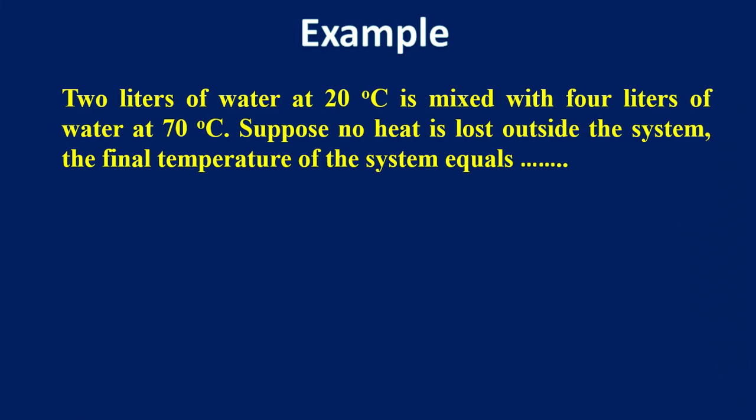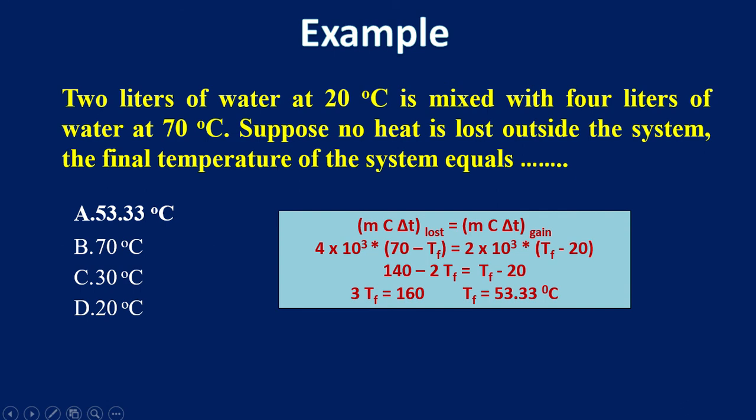Okay, let's take an example. If we have 2 liters of water at 20 degrees Celsius mixed with 4 liters of water at 70 degrees Celsius, and supposing no heat transfer outside the system as it is tightly enclosed, the final temperature of the system would be found by substituting in this relation: mC delta T lost equals mC delta T gained. By substituting for all the values, the mass is 4 liters, so we convert this liter into cubic meter.